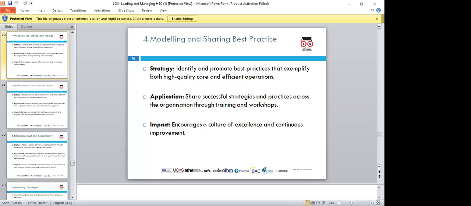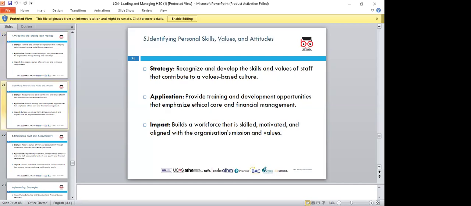So those best practices, one of those is through trainings and workshops. Those are best practices that you have to ensure that your staff are using and complying with. That will end up helping the patient on the services as well. It then encourages a culture of excellence and continuous improvement.